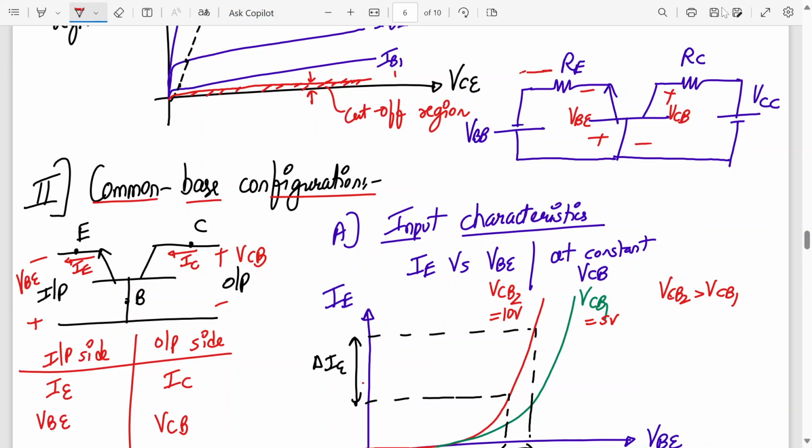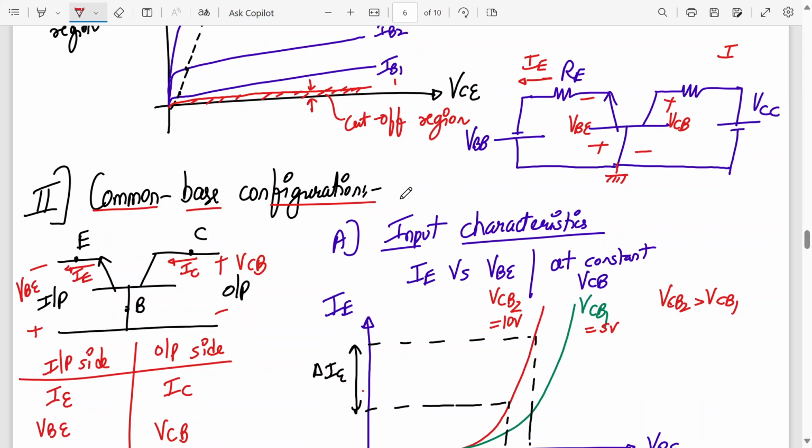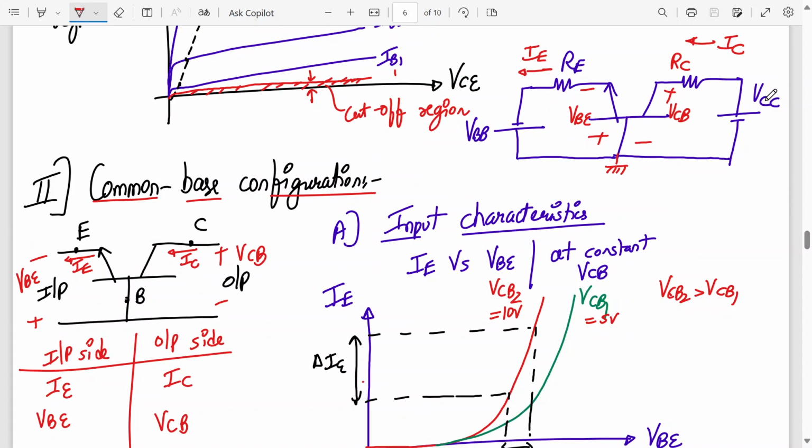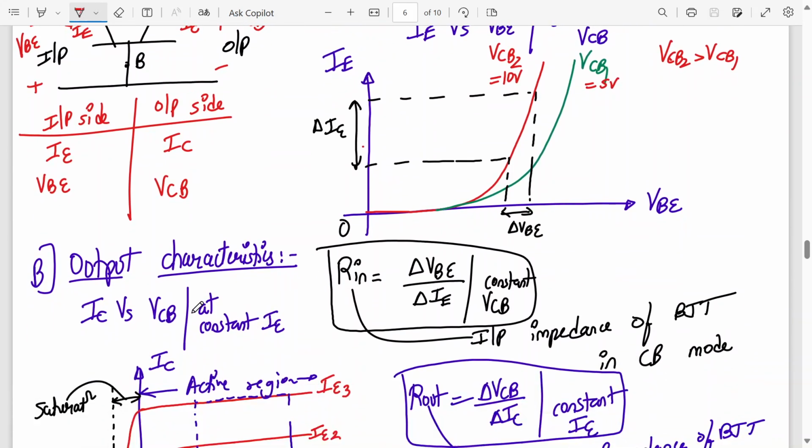The current over here will be IE, and the current over here will be IC. This is a practical circuit which will give you these characteristics. Are you following? So please note this down. This is RC and the current flowing is IC. By varying the value of VBB and VCC, you will get the input and output characteristics as follows.